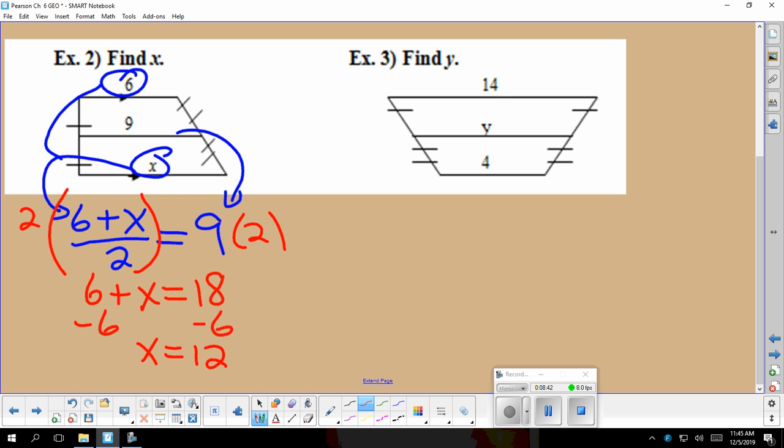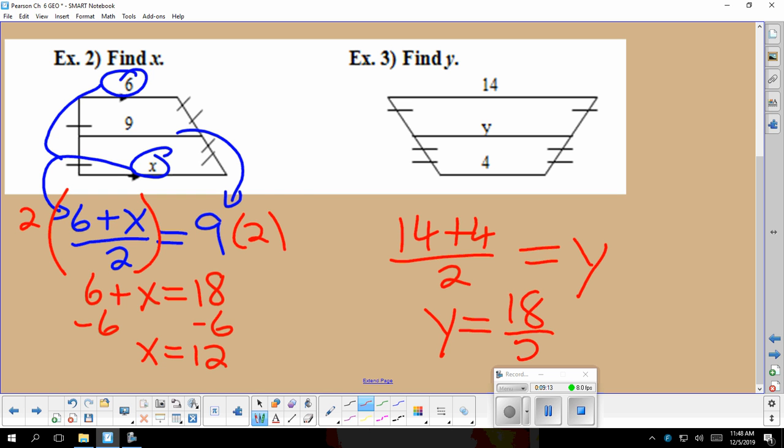See if you can do example 3. Set up similar but slightly different. Try example 3. So remember, the mid-segment is the average of the lengths of the two bases. So I'm looking for the mid-segment length. That's what I'm solving for. So I'm going to add 14 plus 4, divide by 2, and that'll give me the length of the mid-segment. Y equals 18 divided by 2. Y equals 9.